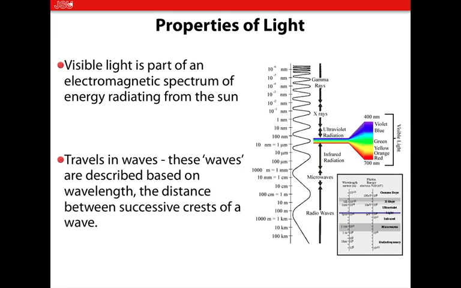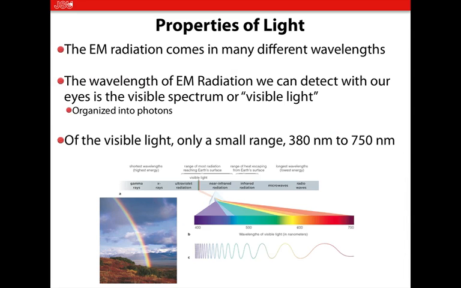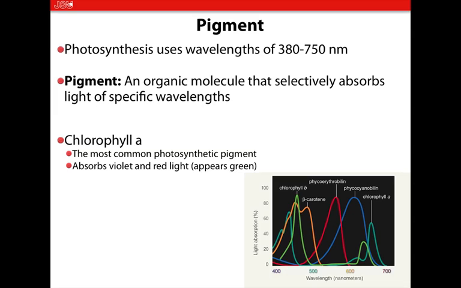Okay, so we talked about the properties of light, and that visible light is a very narrow part of electromagnetic radiation. You should know what a wavelength is, the distance between two successive points. Here's the important point for biology: pigments. Pigments are going to absorb light at a specific wavelength.